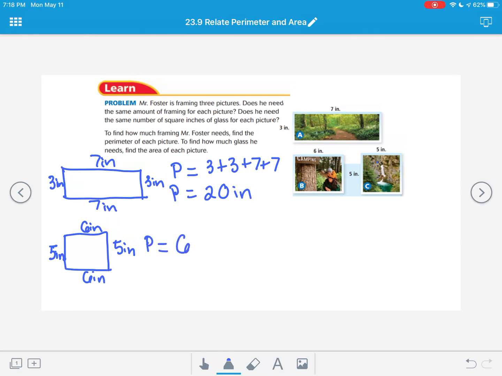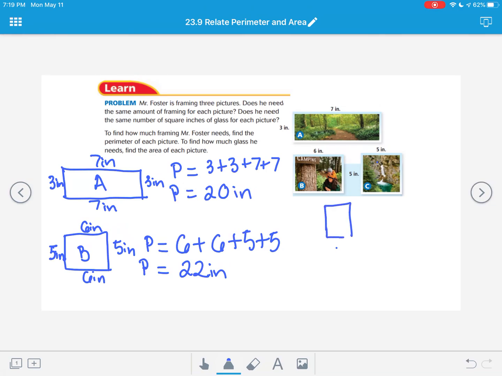The perimeter of this figure is equal to 6 plus 6 plus 5 plus 5. For picture B, we have 6 plus 6, which is 12. 5 plus 5 is 10. 12 and 10 makes 22. So for picture B, we have a perimeter of 22 inches. So it looks like so far he does need different amounts of framing for the pictures.